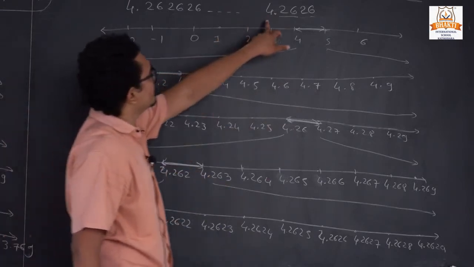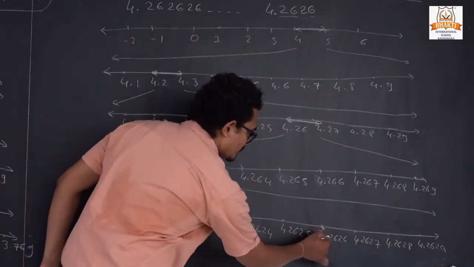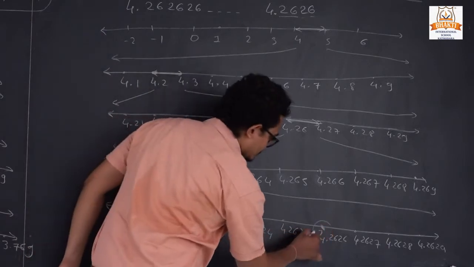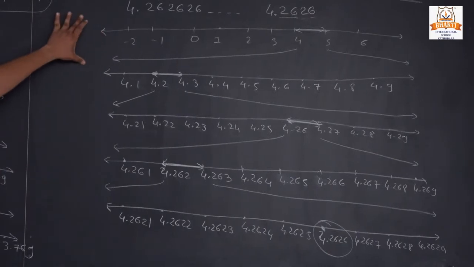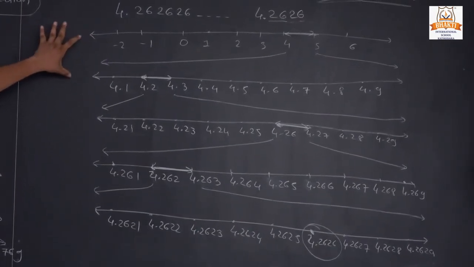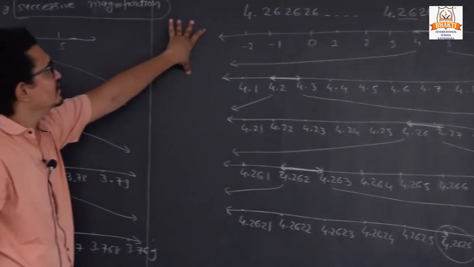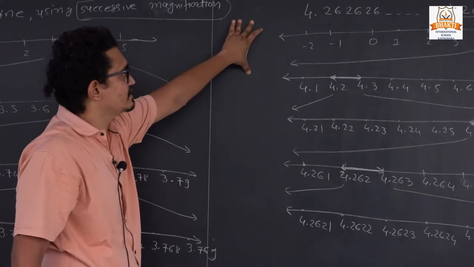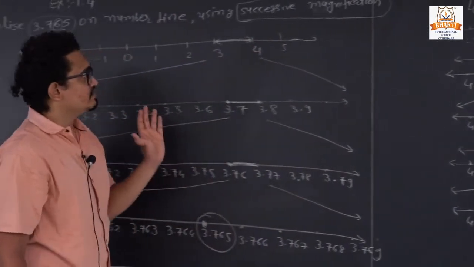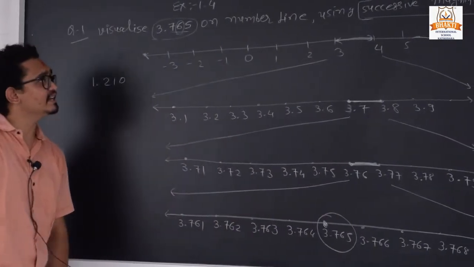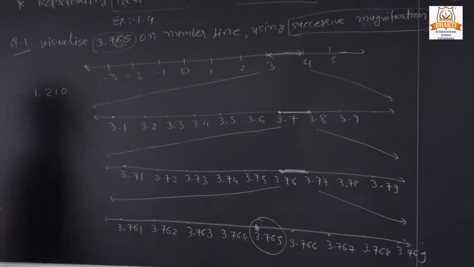It will be 4.2626. So here it will be 4.2626. So it is our answer. So that method we can use to represent any real number on the number line. It is a very easy method, and two more sums will be given, similar to the solved example. In this method we directly represent the number on the number line by using successive magnification.